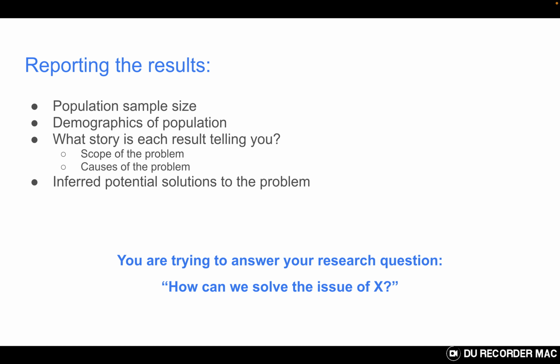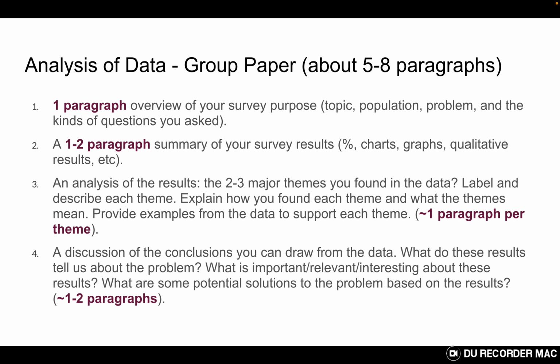So you will report all of this in the analysis of data group paper. So what I'm looking for essentially is about 5 to 8 paragraphs, maybe more if your group has more to say, but this is the basics of it. So in the beginning, I'm looking for one paragraph that is an overview of your survey purpose. So remind me again of the topic, the population you studied, and why. You need to describe what exactly the problem is in our community and justify why it needed to be studied. And give me an overview of the kinds of questions you asked.